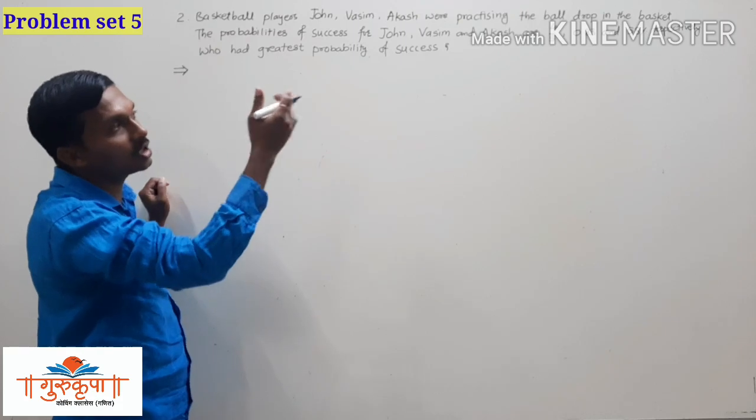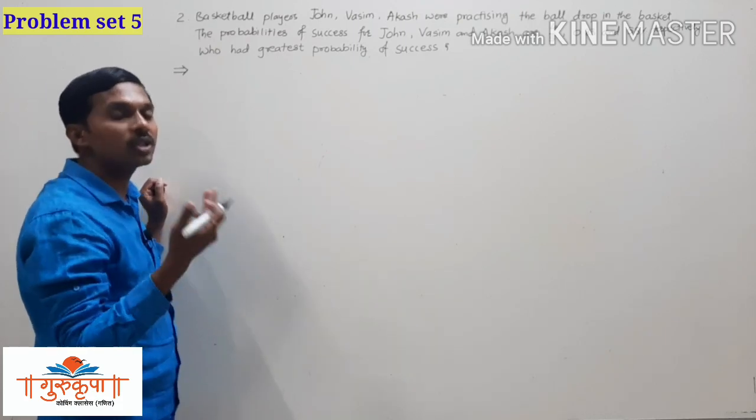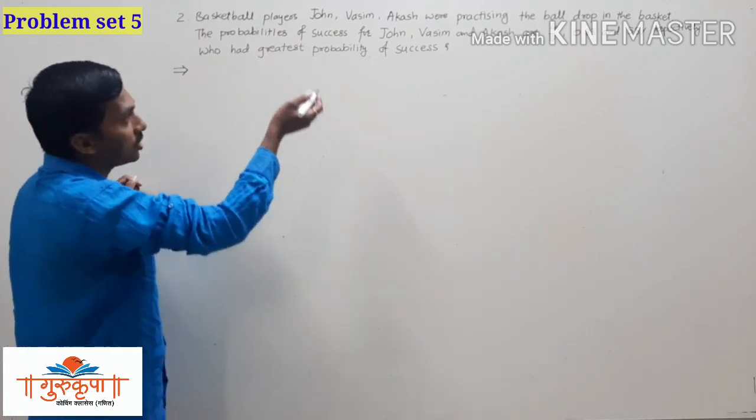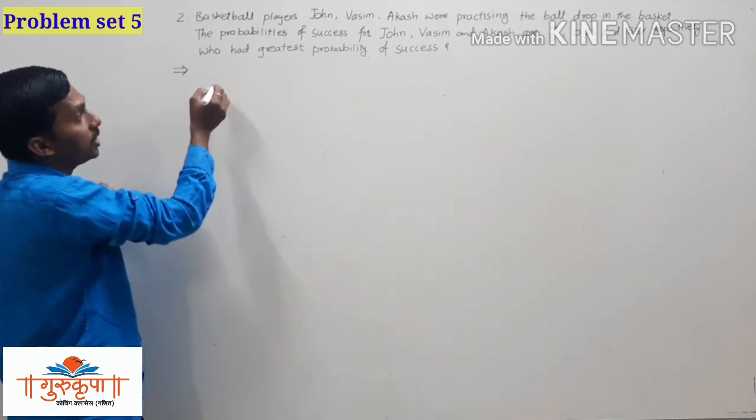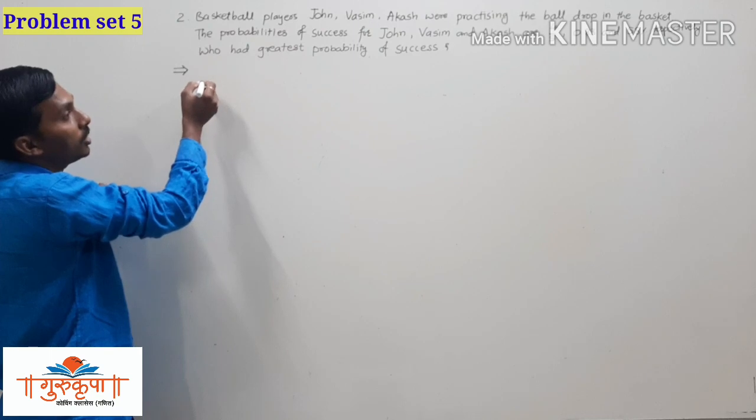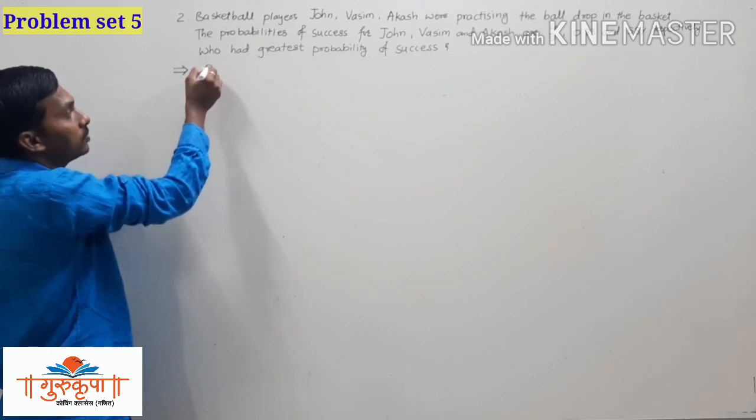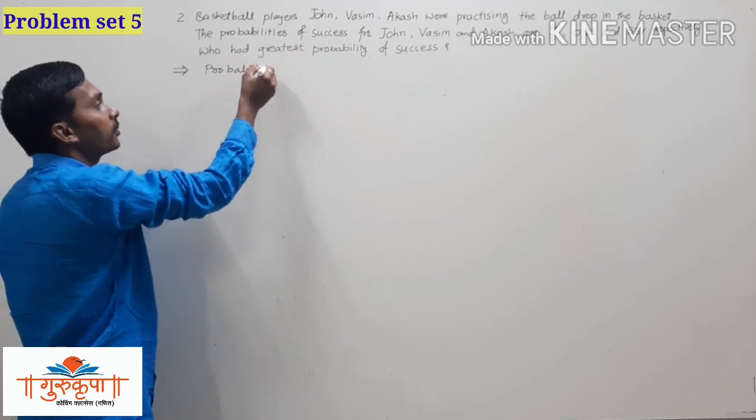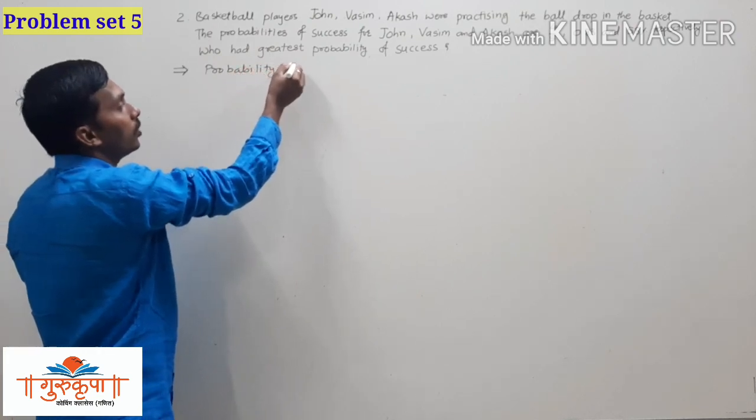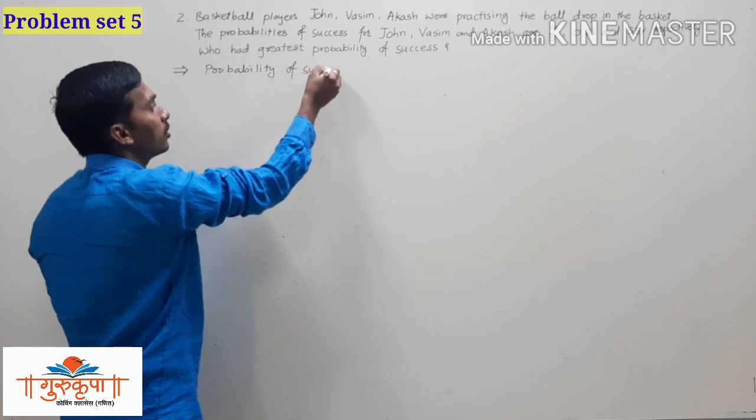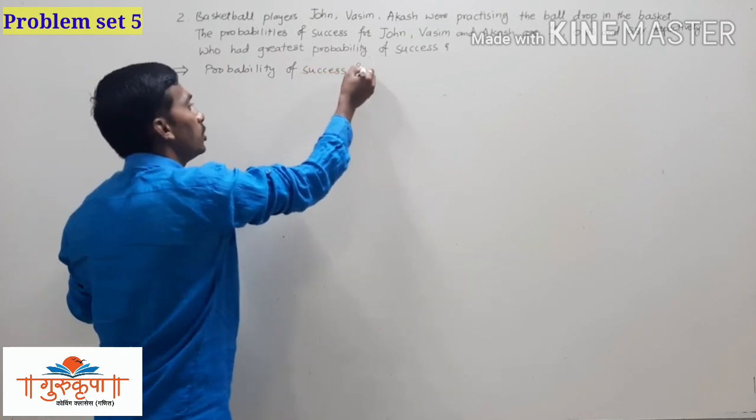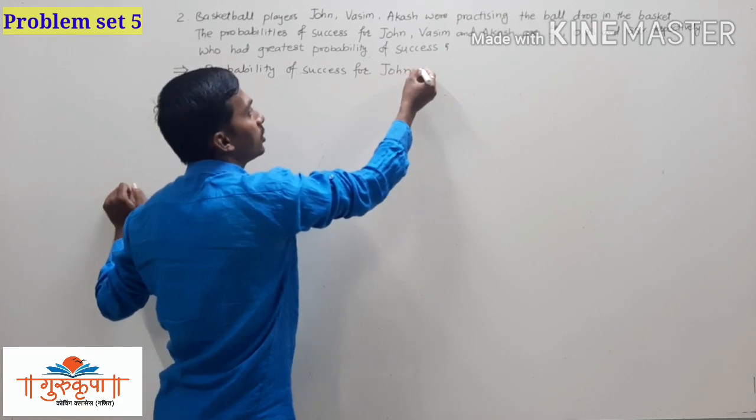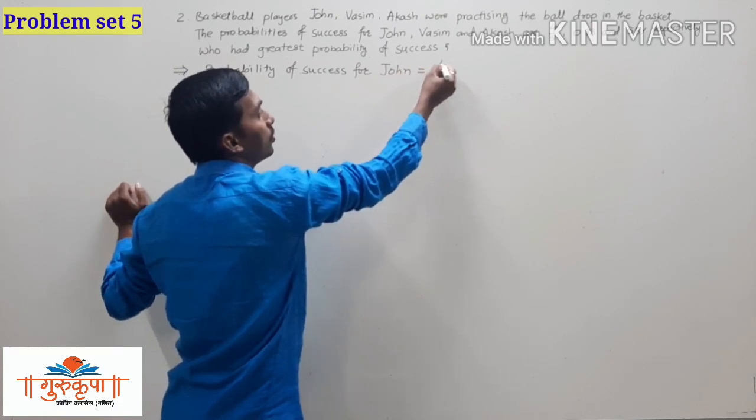We have been given 3 numbers and we have to identify which one of the 3 is greater. So first of all, we will write the information which we have available. Probability of success for John is given as 4/5.